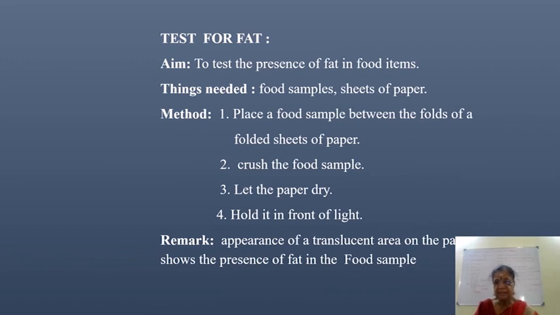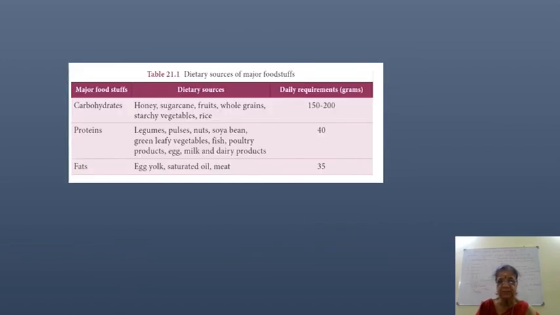Appearance of translucent area on the paper shows the presence of fat in the food sample. I hope you understand. The next one, the dietary sources, are in our book.